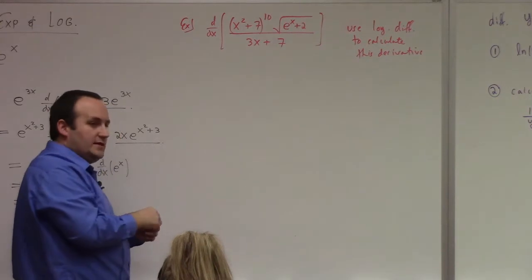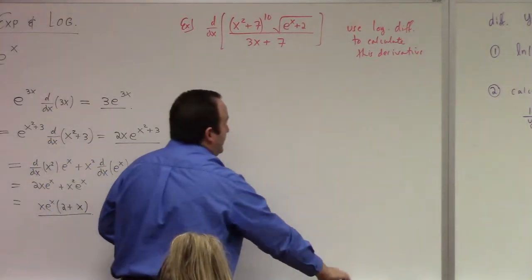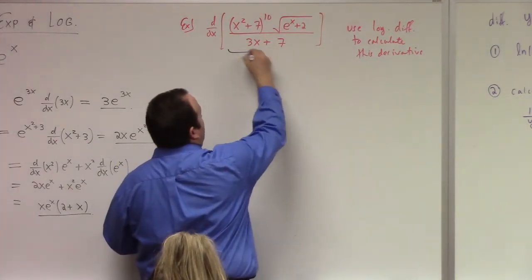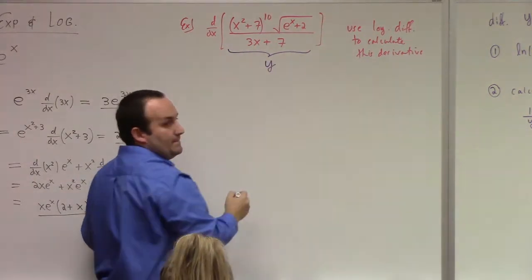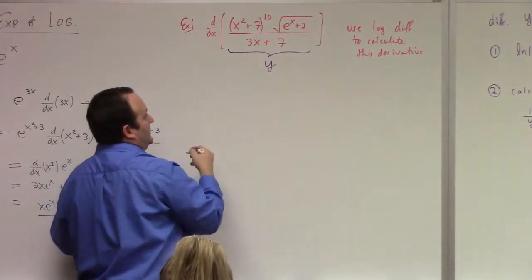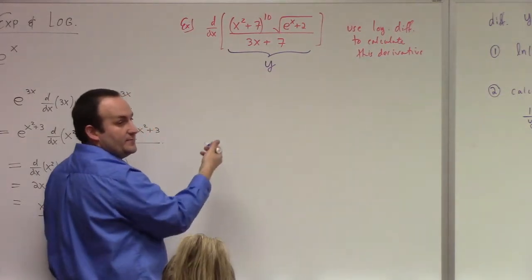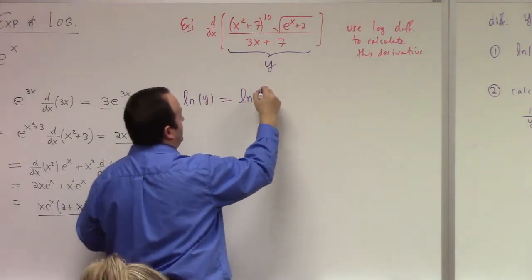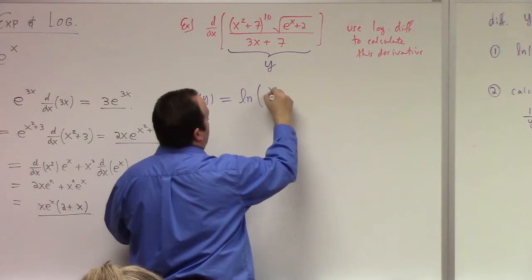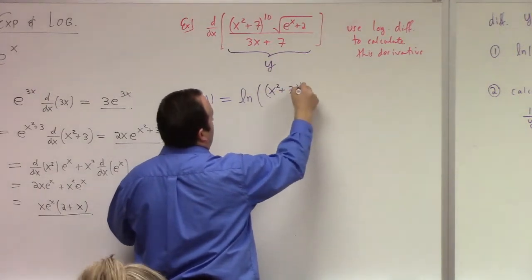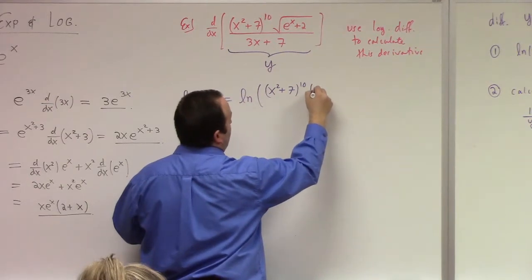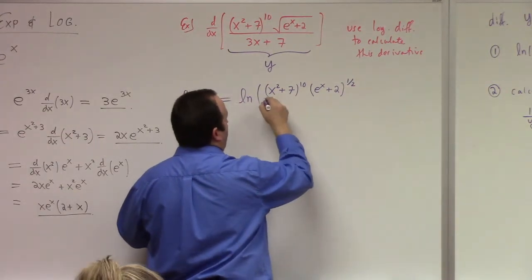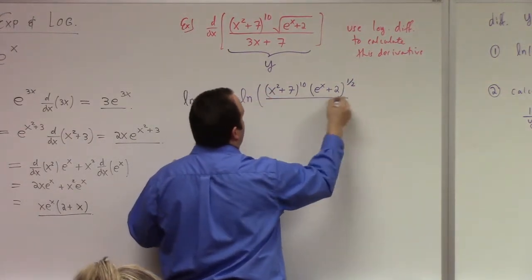Step number 1, or step number 0 as I was calling it: give a label to the thing you're differentiating. Let's call it y. The next step then, of course, is to calculate the natural log of y, right? So calculate the natural log of x squared plus 7 to the 10th power times, and I'm going to rewrite this suspiciously as e to the x plus 2 to the what power? The 1/2 power, right? And divided by 3x plus 7.